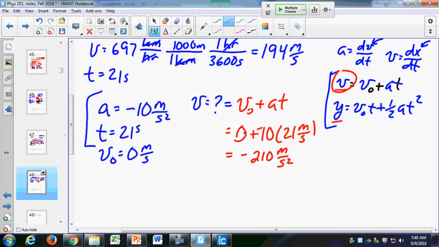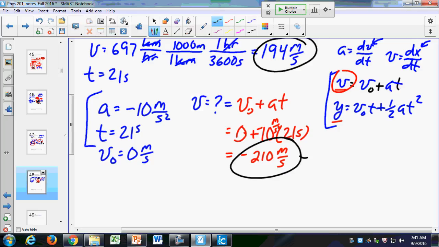Okay, so let me tidy this up, fix it a little bit. This should have been seconds, and this should have been meters per second. Remember, this was meters per second squared, so that cancels with seconds to give me meters per second. All right, so I have two values here, 194 and 210.